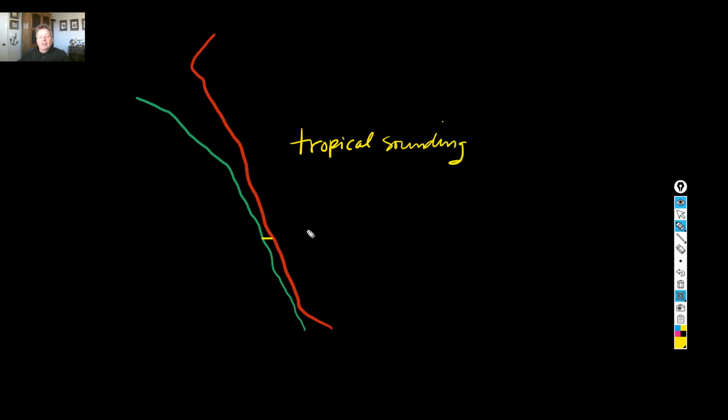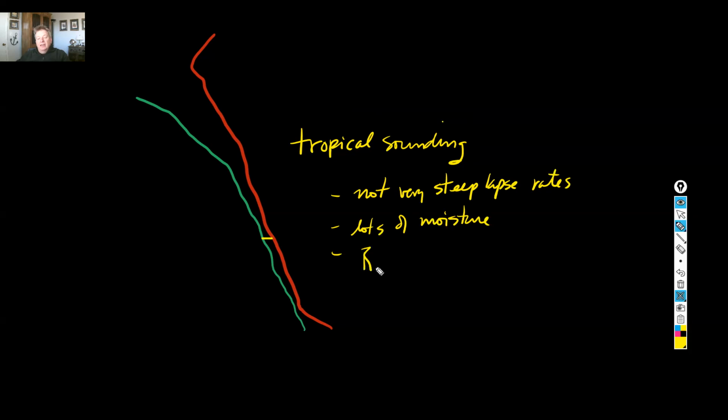And a couple things about this: not very steep lapse rates, lots of moisture, maybe the K index would be high, and when we see a sounding like this, we're going to be thinking about a lot of rain. So you might get CAPE. The CAPE would look something like this, perhaps.